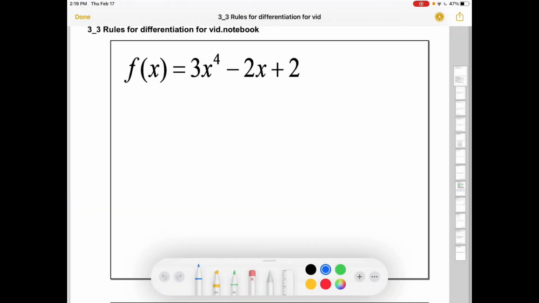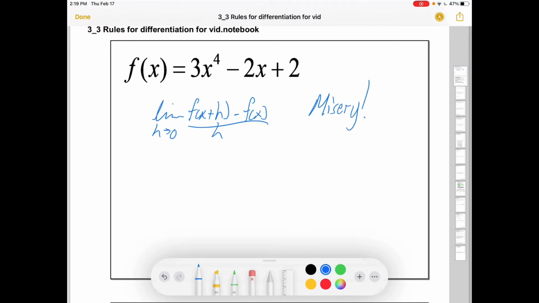Hi folks, welcome to this video on simple rules for differentiation. And it's an exciting video because stuff is about to get a lot easier in differentiation. If I think about this function here, if I'm going to differentiate it using lim as h goes to 0 and first principles, it pretty much looks like absolute misery. So let's see if there are some easier ways to approach this.